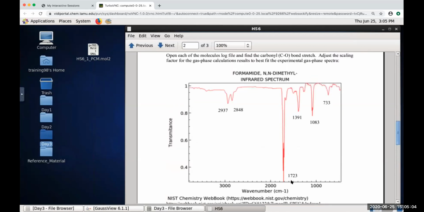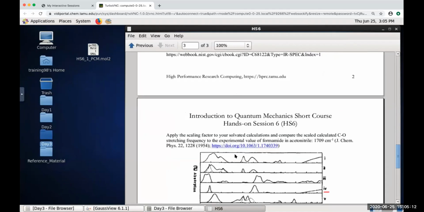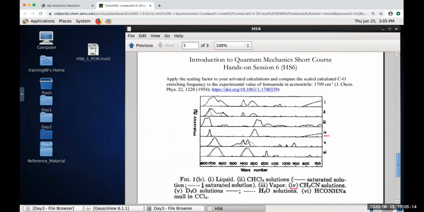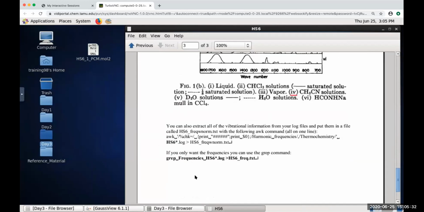So this one here is the CO stretching frequency, which is at about 1723 reciprocal centimeters. And then I also give you a few, this is the one in acetonitrile. It's pretty rough. So it's this one here. And this is the CO stretching frequency, which is at about 1709 in the spectra from 1954. So if you find a newer one, please let me know. Okay, and then I also give you some Linuxy command line commands if you want to pull some of those results out. So you might want to give those things a try.